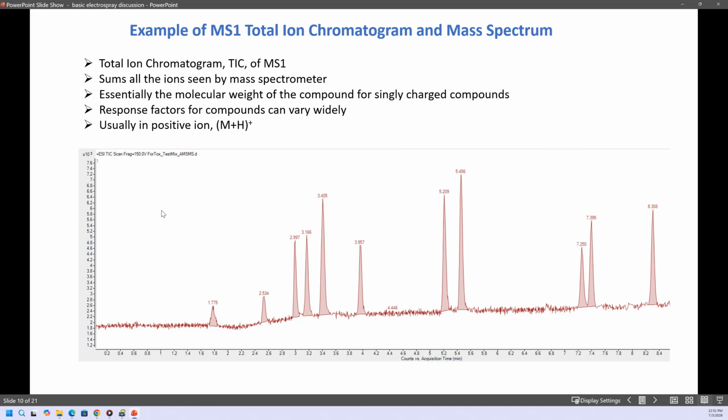Here's a total ion chromatogram, a TIC, of MS1. So this is what you would see in the NIST software. You'll see an ion chromatogram. It sums all the ions seen by the mass spectrometer during the analysis. So it essentially stacks all the ions it sees on top of each other to give you this total ion current over here. And it shows you versus time what they are. And each is essentially the molecular weight of the compound for singly charged compounds.